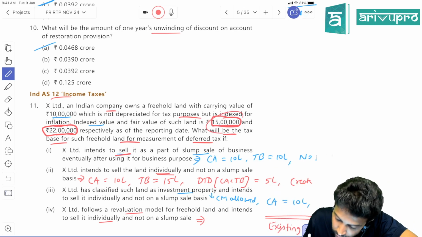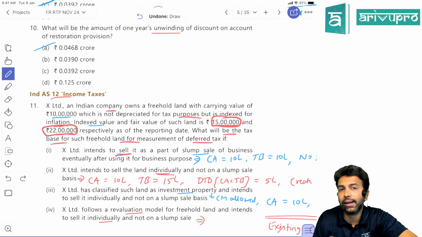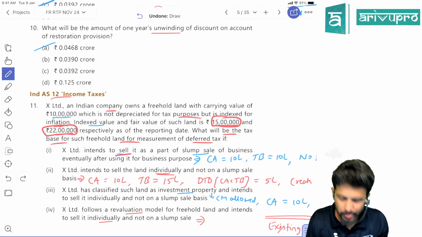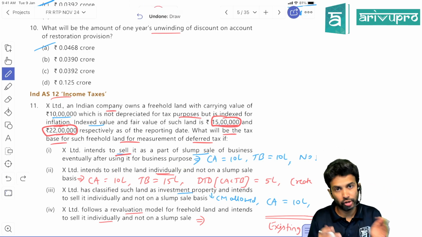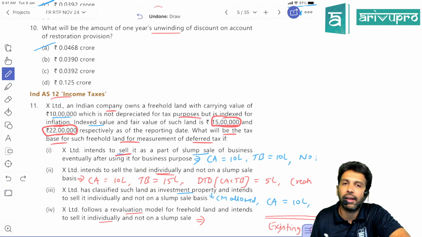So how much will the indexed value become? 15 lakh. So in the second case, my carrying amount is still 10 lakh, but the tax base will not be 10. Since you get the indexed benefit, the tax base will become 15 lakh rupees because you're selling it individually. So is there any difference? Yes. What is the difference? 5 lakh. What do we call this?